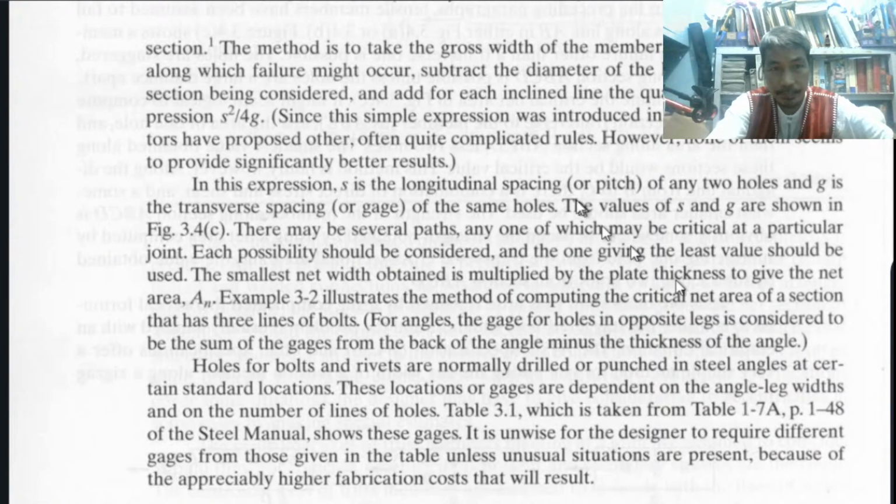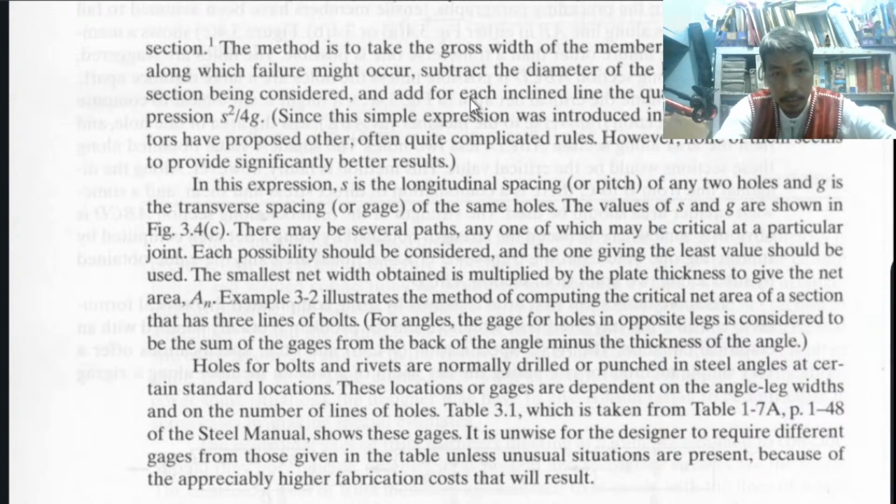Gross width is the width, meaning if you add the total distance along that line, that is what we mean by gross width. Then subtract the diameter of the holes along the zigzag section being considered. For example, if there are 2 holes, subtract 2 times the diameter of the holes, not the diameter of the bolt.